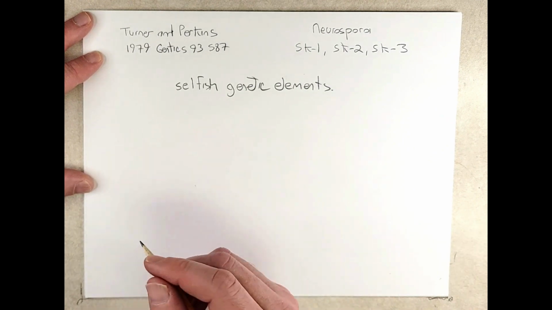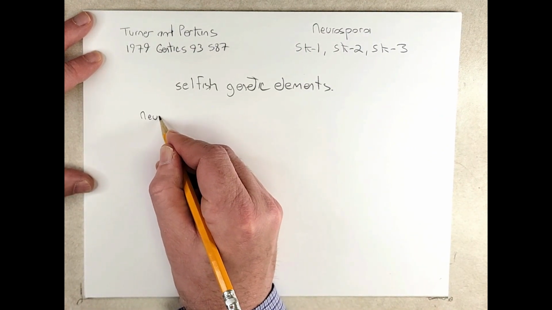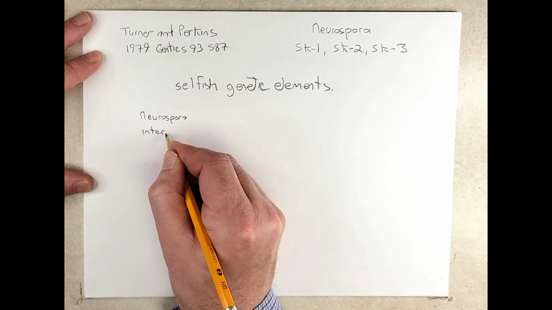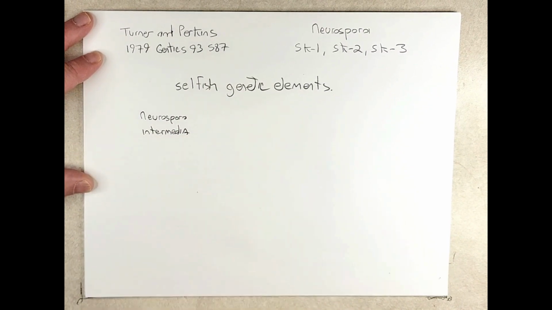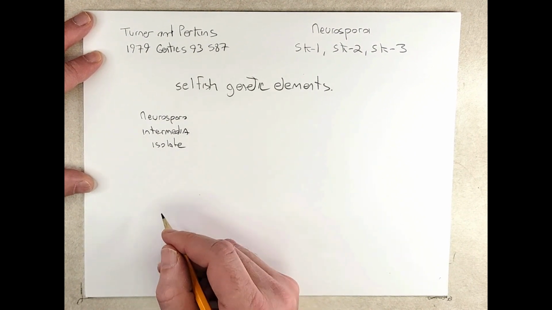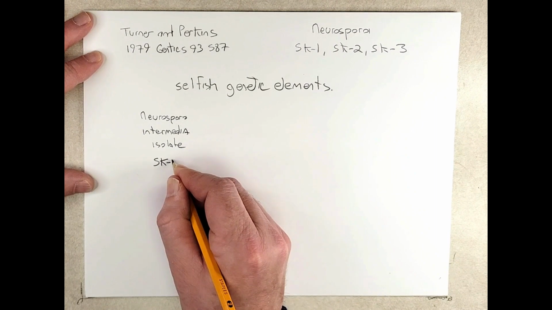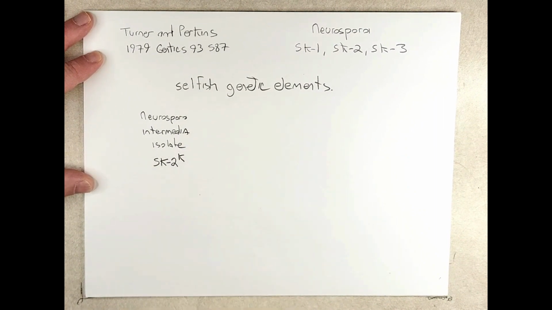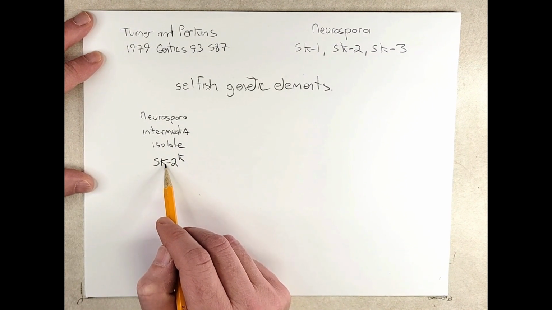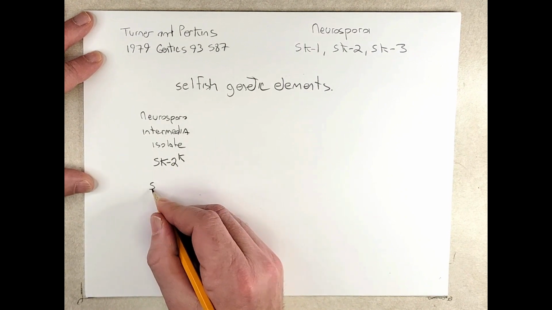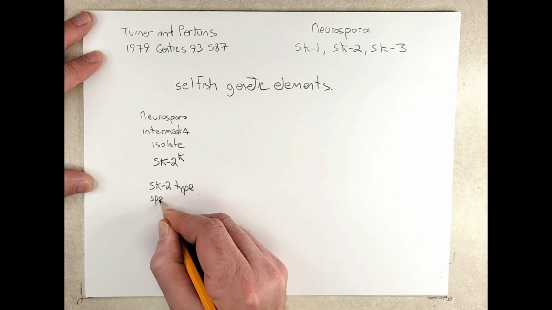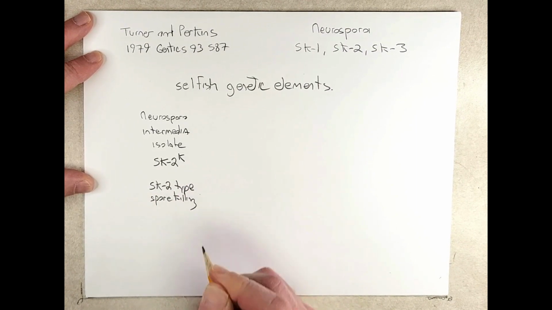As an example, let's assume we isolate a Neurospora. Let's pick intermedia. Now this is a species of the fungus Neurospora. Let's say we have an isolate from the wild, and let's say this isolate is what we would call SK2K. That means this isolate has all of the genes required to perform SK2 type spore killing in certain crosses.